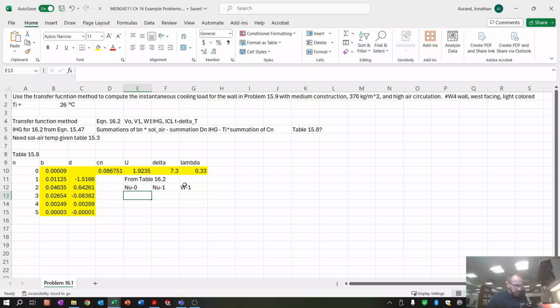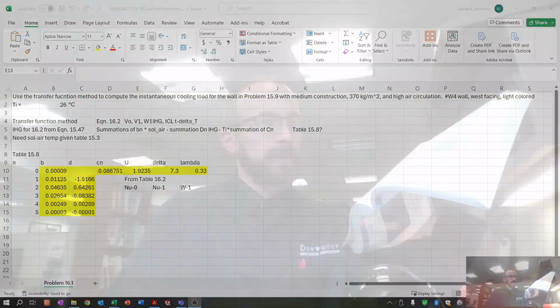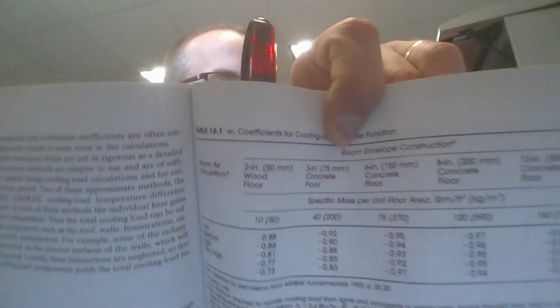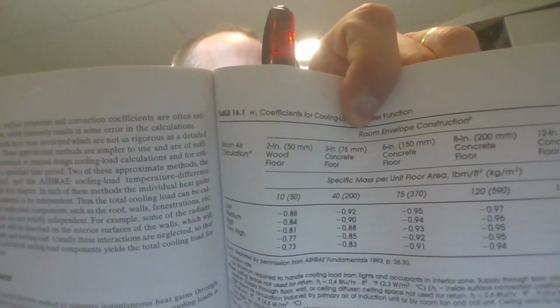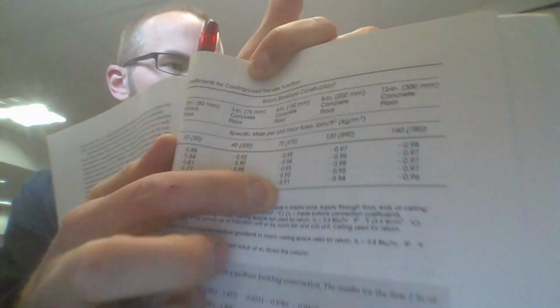So this depends on our airflow, and we said this was a high circulation rate, and the mass was 370. So looking in the book here, I don't know if you can see it, I'll try to hold it up. We're going to go for the heavy weight construction and the high circulation, or the medium weight construction, right? Looking in the table, I see 370 kind of in the middle here, and then I'm going to go down to the high circulation rate.